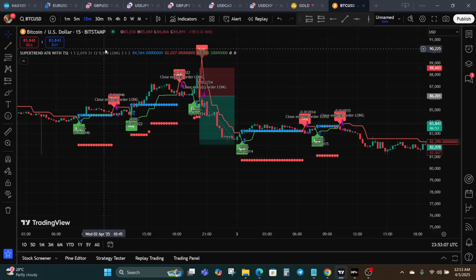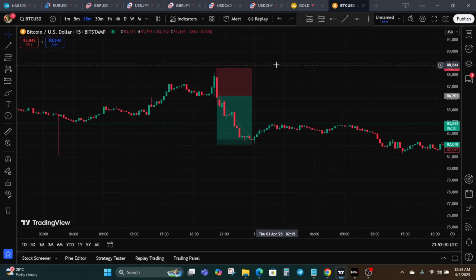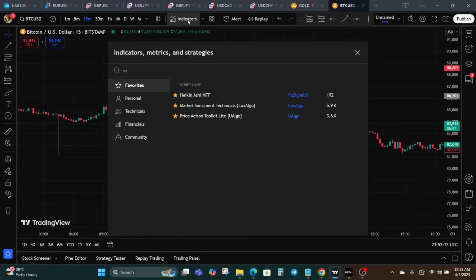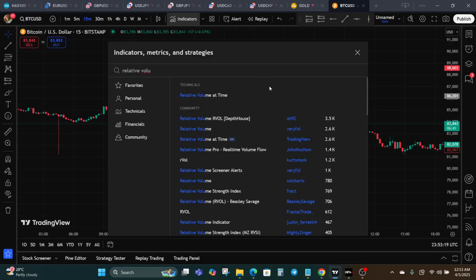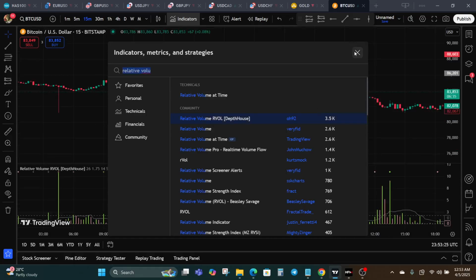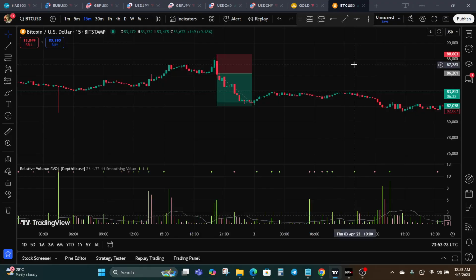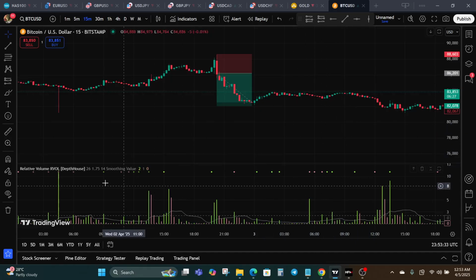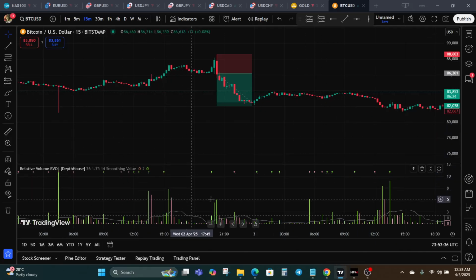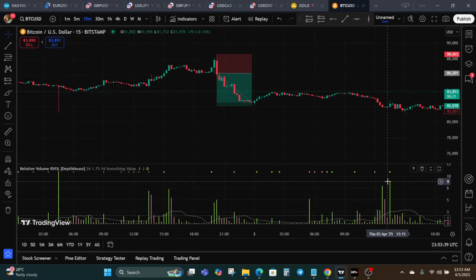Now the next indicator that we are going to be looking at is the Relative Volume. Now, crypto can be incredibly volatile. Knowing when volume is backing a move is critical. So the RVOL shows you when volume is significantly above average. This is your confirmation tool. So you can use it alongside breakouts or breakdowns to gauge whether the market is likely to follow through.